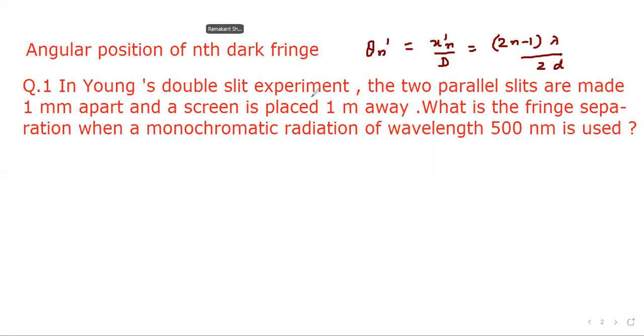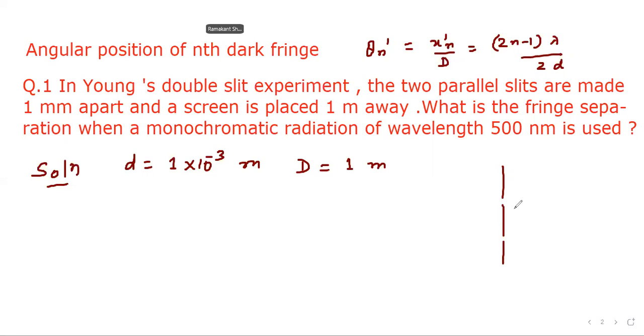In Young's double slit experiment, the two parallel slits are made 1 millimeter apart and the screen is placed 1 meter away. What is the fringe separation when a monochromatic radiation of wavelength 500 nanometer is used? So we write the information. Small d is 1 millimeter, so 1 into 10 to the power minus 3 meter. And capital D is 1 meter.